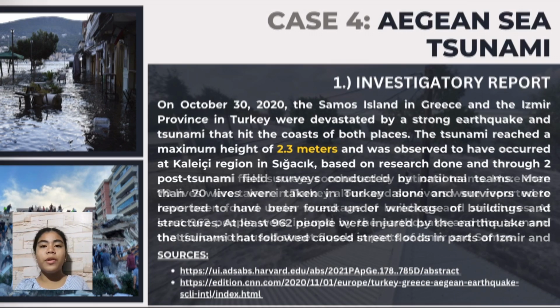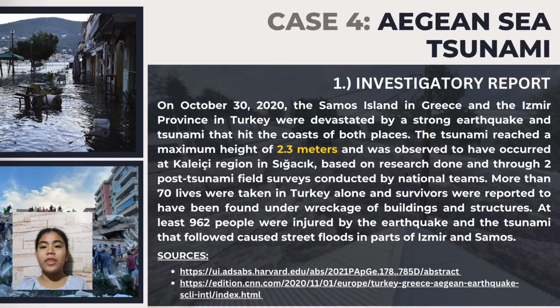Lastly, the fourth and the last case, which occurred on October 30, 2020, the Samos Island in Greece and Izmir province in Turkey were devastated by a strong earthquake and tsunami that hit the coast of both places. The tsunami reached a maximum height of 2.3 meters and was observed to have occurred in Kalechi region in Sigacik, based on research done and through 2 post-tsunami surveys conducted by the national teams. More than 70 lives were taken in Turkey alone, and survivors were reported to have been found under wreckage of buildings and structures. At least 962 people were injured by the earthquake, and the tsunami that followed caused street floods in parts of Izmir and Samos.